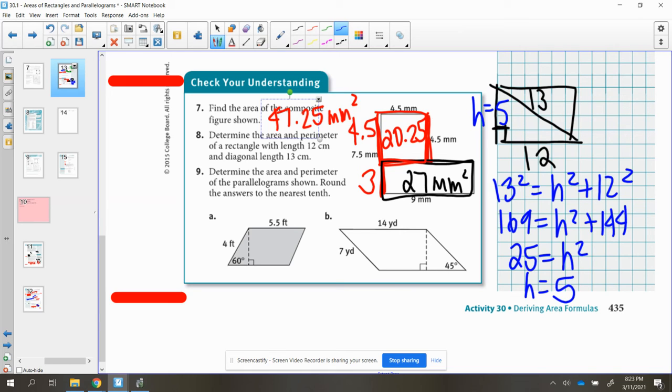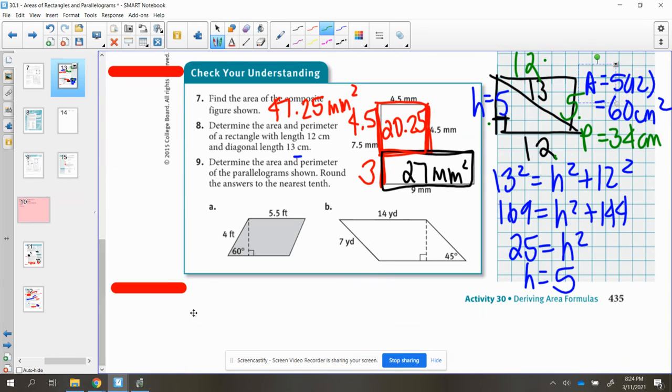Now, because of that fact, we have the base and the height. Our area is going to be 5 times 12, so 60, in this case centimeters squared. And then the perimeter would come from adding up all 4 sides. 12 plus 12 plus 5 plus 5 is a total of 34 just centimeters, and not centimeters squared for perimeter.